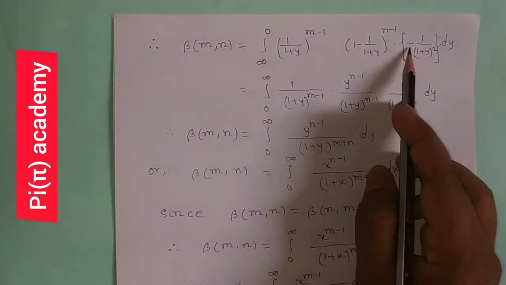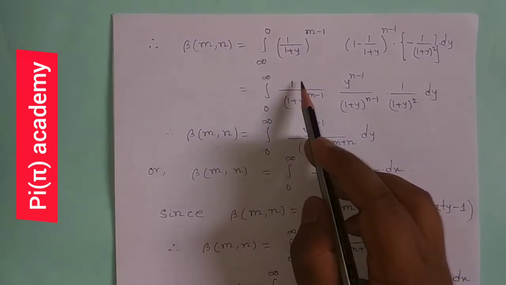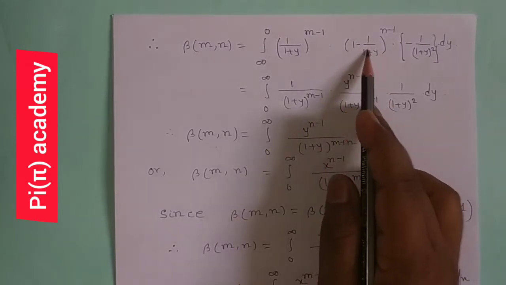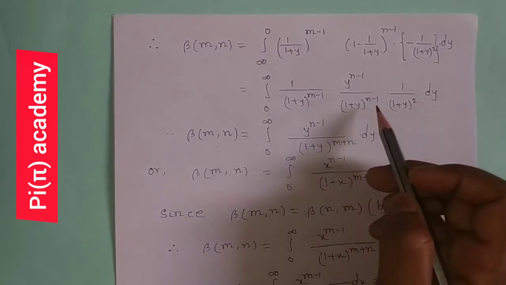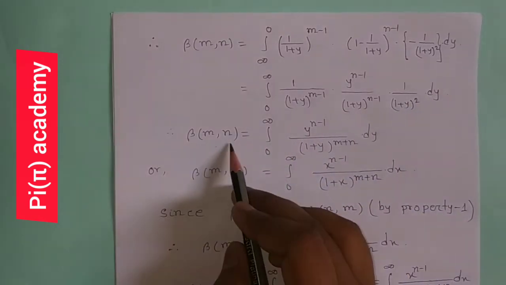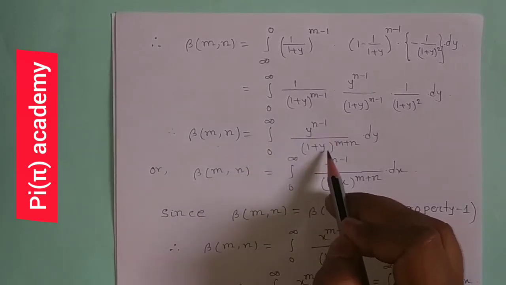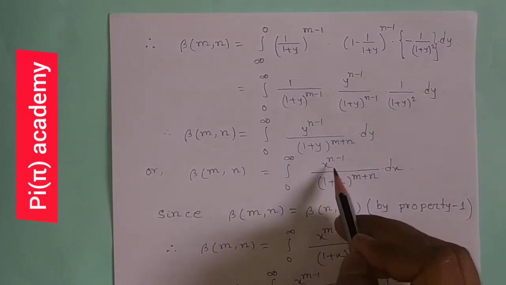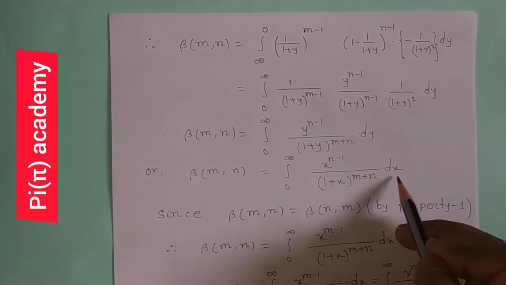Since this is negative, we can interchange the limit, that is 1 by (1 plus y) whole to the power m minus 1. If we calculate this, we get y to the power n minus 1 by (1 plus y) whole to the power n minus 1, and 1 by (1 plus y) whole square into dy. Therefore beta m n equal to integral 0 to infinity of y to the power n minus 1 divided by (1 plus y) whole to the power m plus n into dy. We can write this as x to the power n minus 1 divided by (1 plus x) whole to the power m plus n into dx.